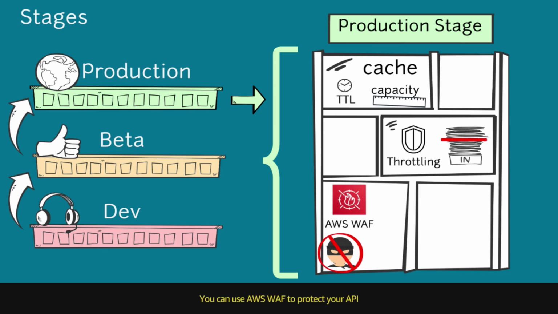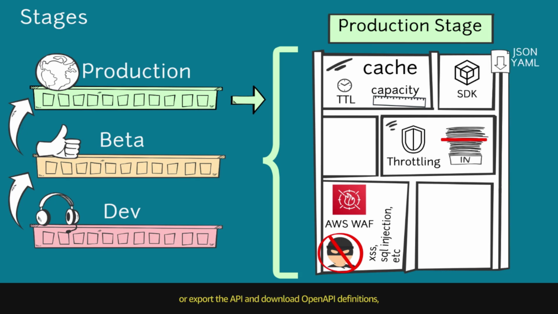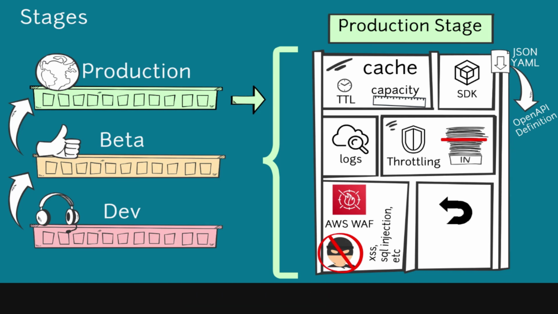You can use AWS WAF to protect your API from common web exploits, such as SQL injection and cross-site scripting attacks. Within the stage configuration, you can also generate your client SDKs for the API or export the API and download it in open API definitions. Configure logging and tracing settings for the stage, and you still can roll back to an earlier API deployment version.